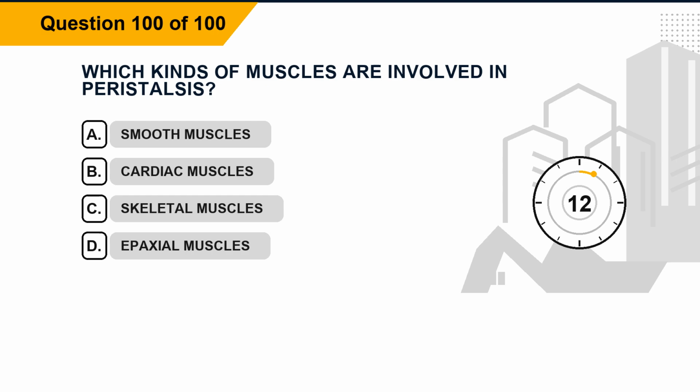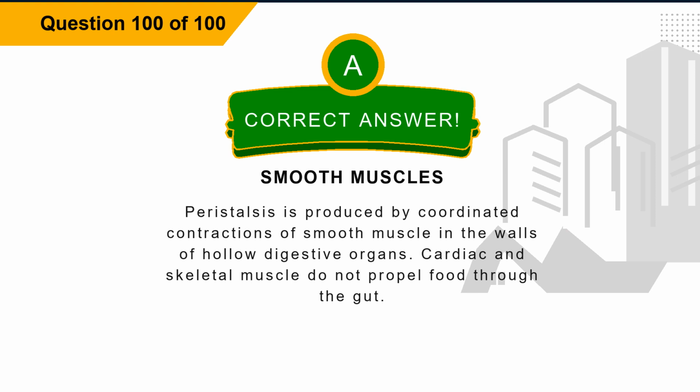Question 100. Which kinds of muscles are involved in peristalsis? Option A, smooth muscles. Option B, cardiac muscles. Option C, skeletal muscles. Option D, epaxial muscles. The correct answer is option A, smooth muscles. Explanation. Peristalsis is produced by coordinated contractions of smooth muscle in the walls of hollow digestive organs. Cardiac and skeletal muscle do not propel food through the gut.